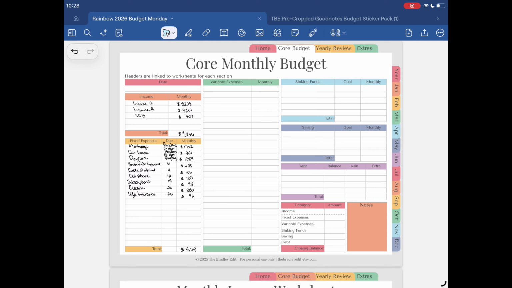So there's our fixed expenses finished. Now we're going to move on to variable expenses. So these are expenses that can change month to month depending on what comes up. I'm going to share with you our family budget, but it's really important to keep in mind that you need to find what works for your family and for your income.